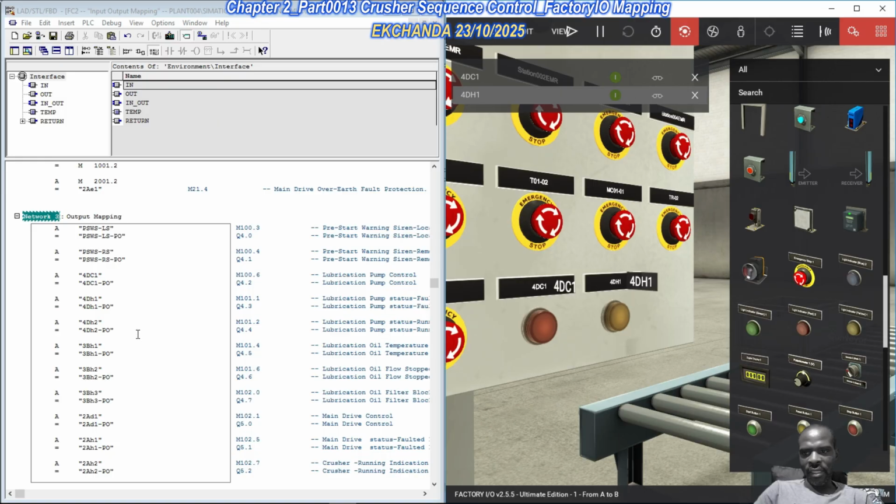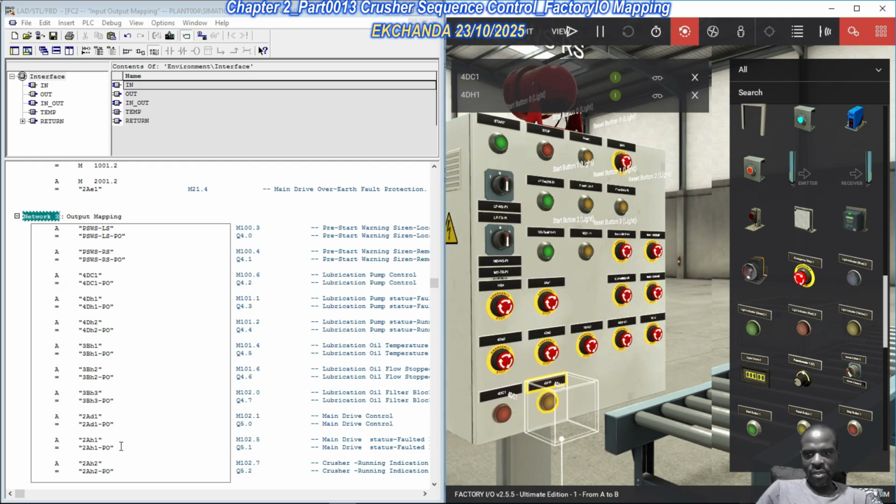The only thing here is when 4DC1 is energized in our logic, this lamp 4DC1 is supposed to come on, which is going to serve the same purpose as us saying lubrication pump running by way of 4DH2. So we're not really going to bother with 4DH2. We're just going to focus on 4DC1, because we're using an indicator lamp, so we've already taken care of the lubrication pump running by way of this indicator lamp 4DC1 coming on.